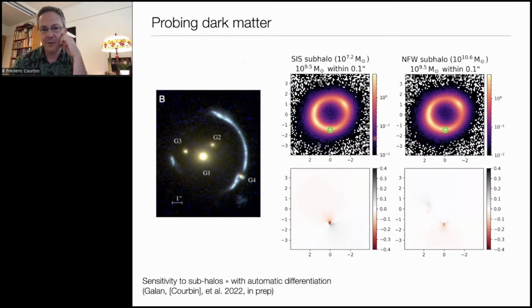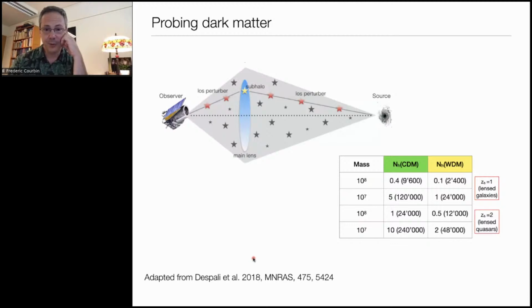But that's just to tell you that this is really fast developing. And why? Because we'll have many lenses in Euclid. And there, I show you, whatever survey, you need high resolution images to do this. So Euclid is better to do this kind of project.